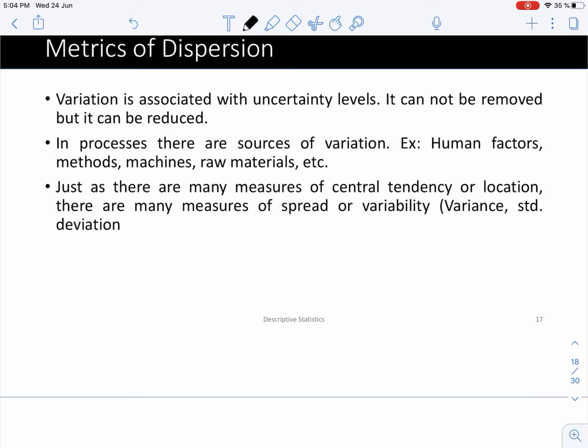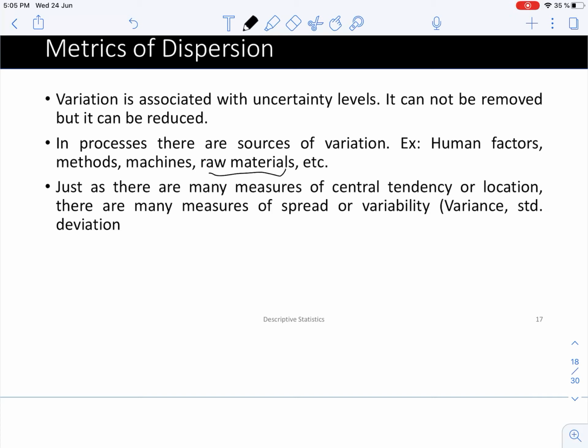There are different sources of variation. For example, there are some human factors. If the person that operates the machine is different, maybe the performance of the machine is different. Some of the raw materials, if they come from different suppliers, so it is expected that the performance or the final result is not exactly the same always. So again, in different processes, the outcome in general will have some variability and some dispersion.